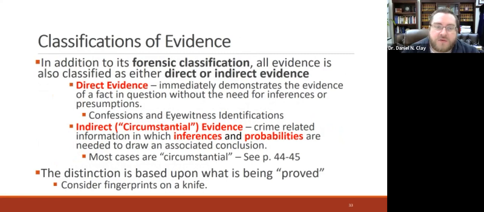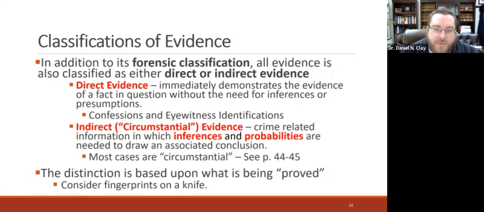Okay? So what does this mean? This means we have a confession, right? A person walks to the police station and says, I just killed my wife. And we find out, yeah, they killed their wife. That tells us right away that they killed their wife, right? But there's no need to infer anything or presume anything. They just told us. Right?